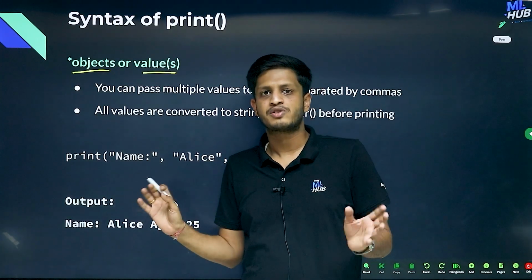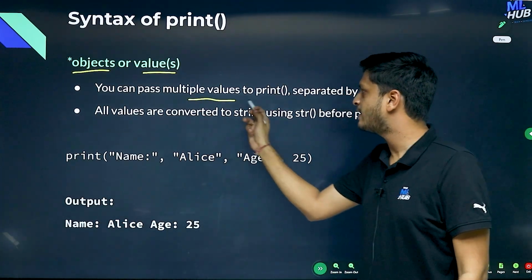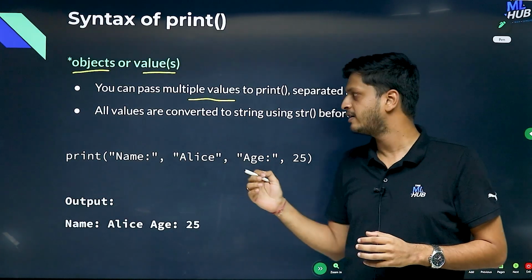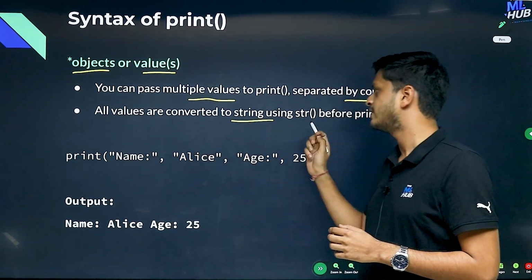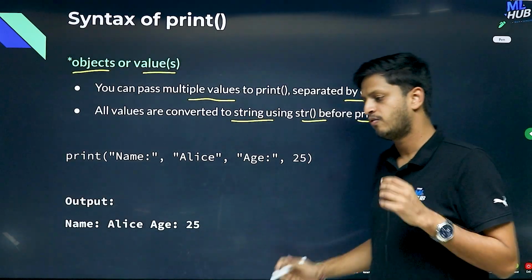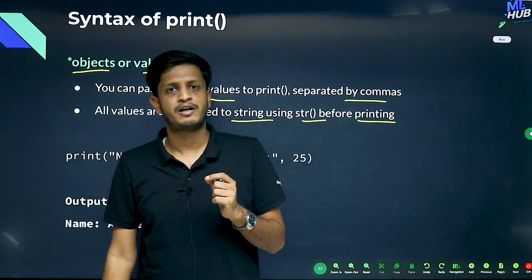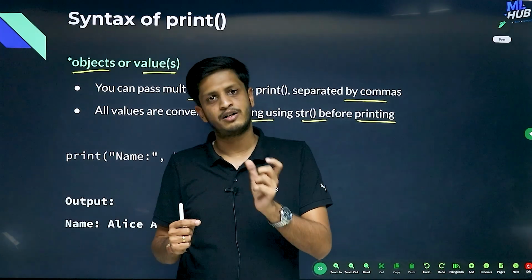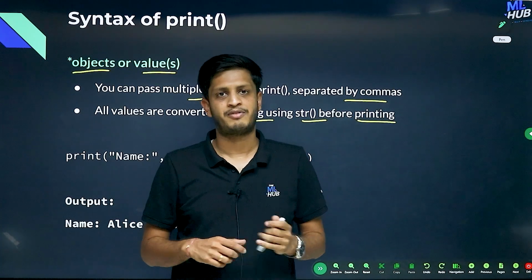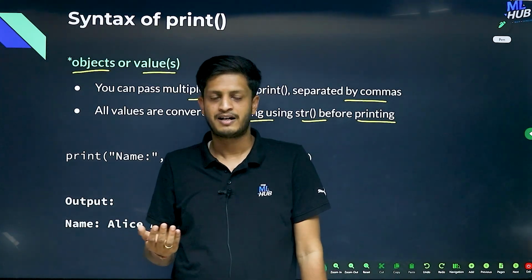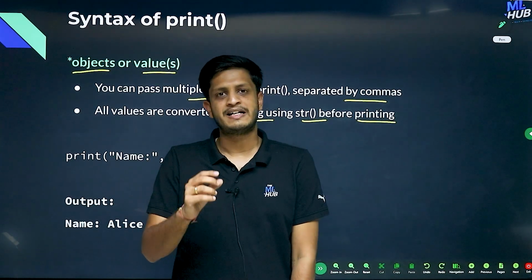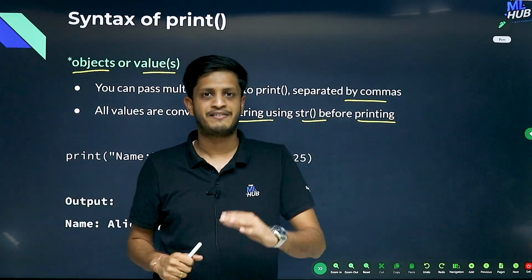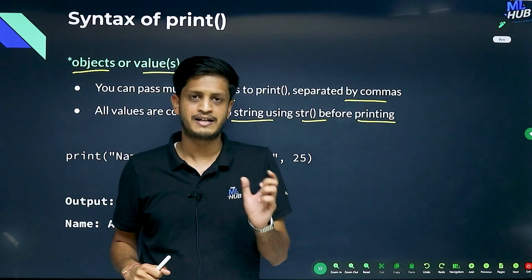We can print multiple values on screen. You can pass multiple values to print separated by commas. You can write a comma in between them and all of them will be printed. All values are converted to string using str before printing. Whatever value you give, even if you are trying to print an integer or some other thing, it's okay. It will first convert it into a string and that string will be printed. While printing, only the string matters, right? Because if you print an integer 7 or a string 7, it looks the same. So it first converts everything to a string and then that string gets printed.